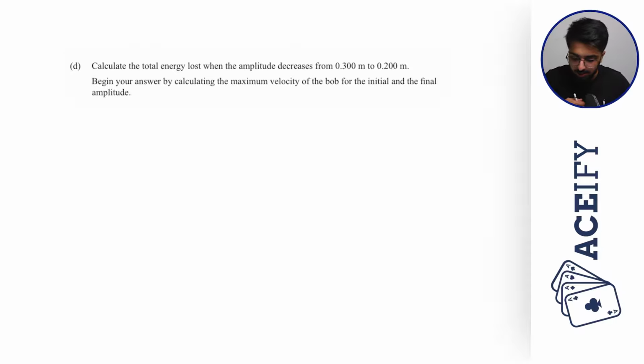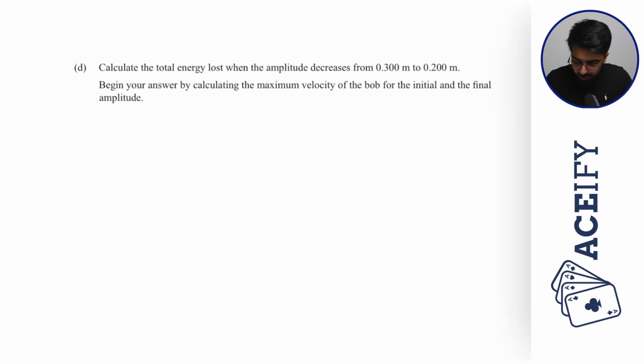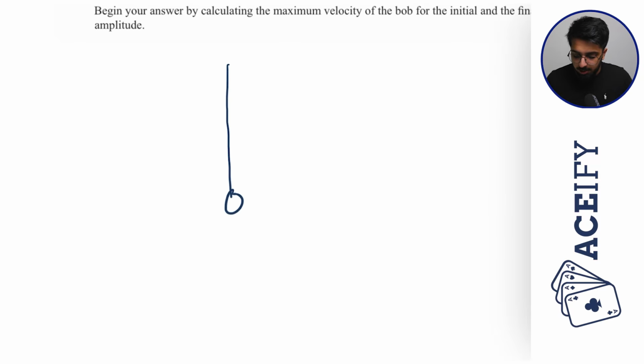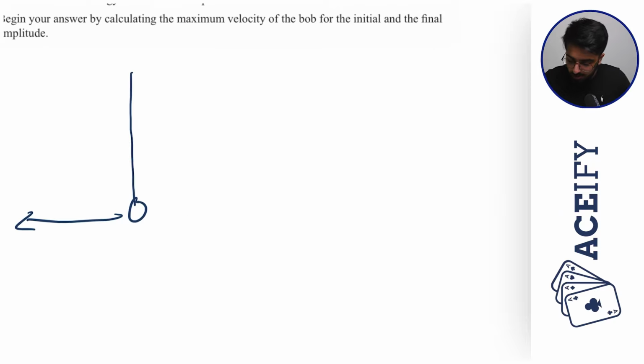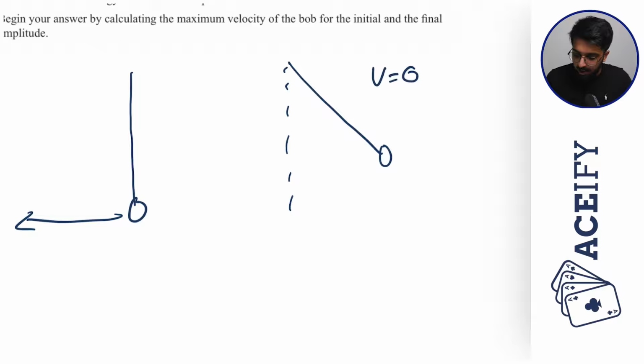Calculate the total energy loss when the amplitude decreases from 0.3 to 0.2 meters. Begin your answer by calculating the maximum velocity of the bob from the initial and final amplitude. So if we look at our pendulum, when the pendulum is moving through the bottom, it's going to have max velocity and max EK. However, when the pendulum is at max displacement, it's going to be momentarily stationary, so therefore the velocity is 0, and so therefore the EK is equal to 0, but it's going to have the most amount of EP because it's at its highest point, right?